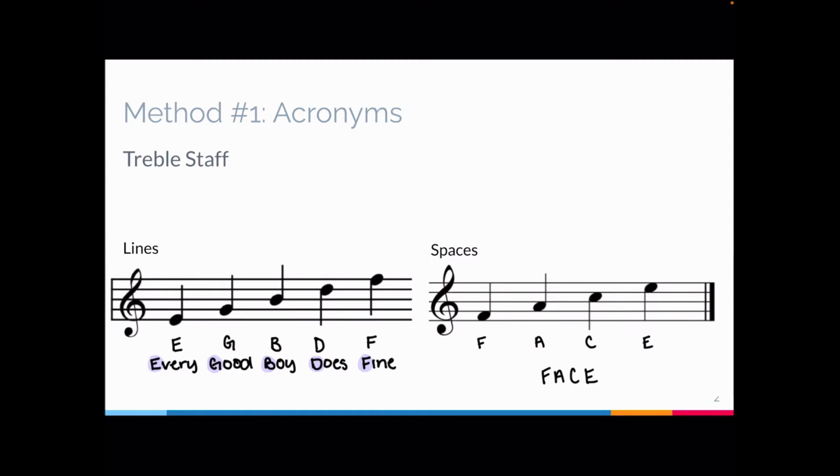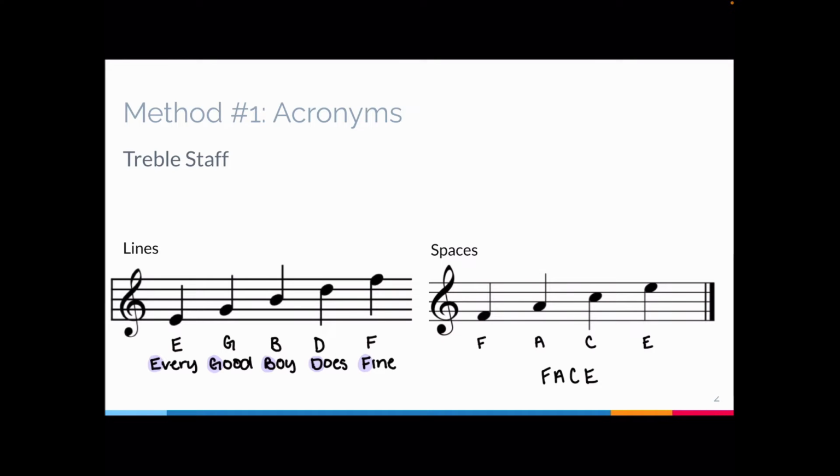The first letter of each word corresponds to a note in order from the note on the bottom line to the note on the top line. For example, the first E in every corresponds to the E on the treble staff line, which is on the lowest line.